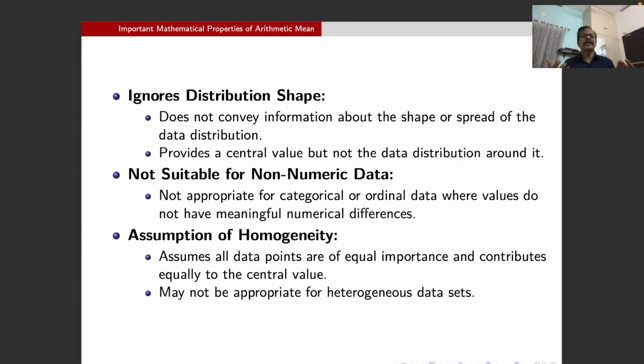Also, it ignores the shape of the distribution and does not convey information about the shape or spread of the data. While we consider the central tendency, it provides a central value, but not the data distribution around it. Another thing is that it is not suitable for non-numerical data. It is not appropriate for categorical data or ordinal data, where values do not have meaningful numerical differences.